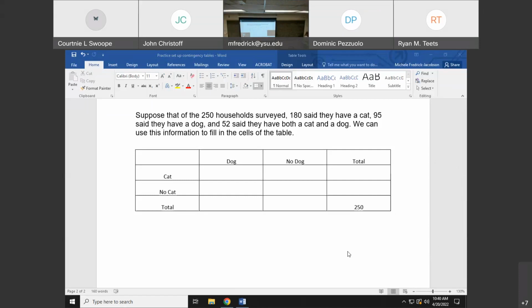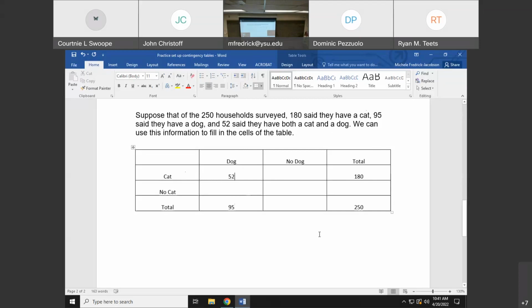Everyone got it? Okay. So the total was 250. 180 said they have a cat. Where would that go? So going across, having a cat, 180. 95 said they have a dog. So we just go where the dogs are, total 95. 52 have both a cat and a dog. Cat and dog, 52.